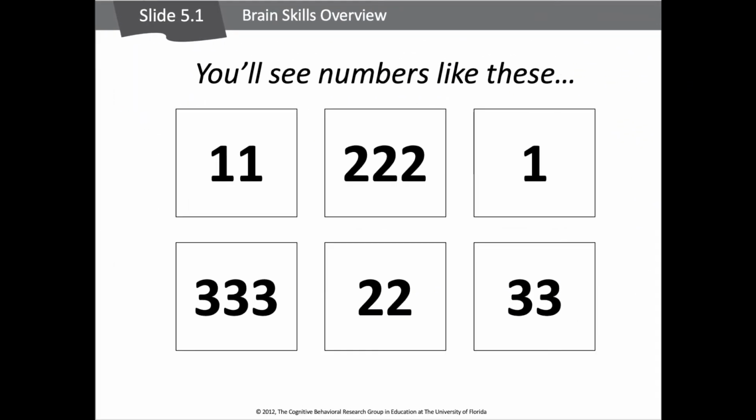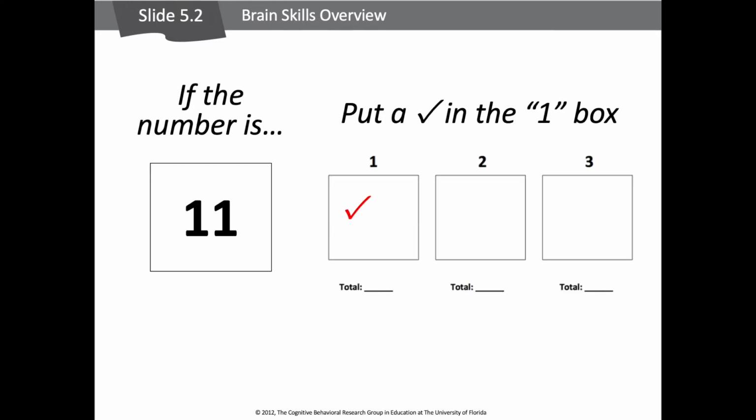Before we start Lesson 5, you're going to complete a fun activity that you may have already seen. Turn to handout 5.1 in your workbook. Look at the slide. Each number will flash on the screen for 1 to 2 seconds. As quickly as possible, you'll put a check in the correct box on handout 5.1. You will start by putting a check in the box that reflects the digit that is shown.